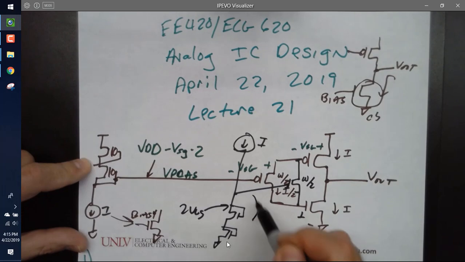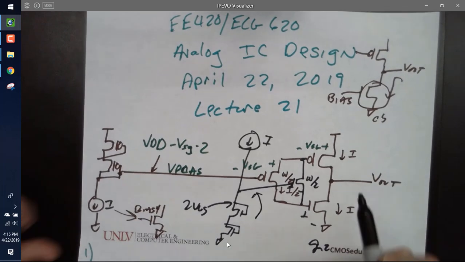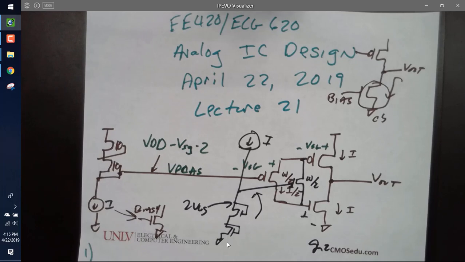And what did I call that voltage in my bias circuit? What did I call it? VN CAS.